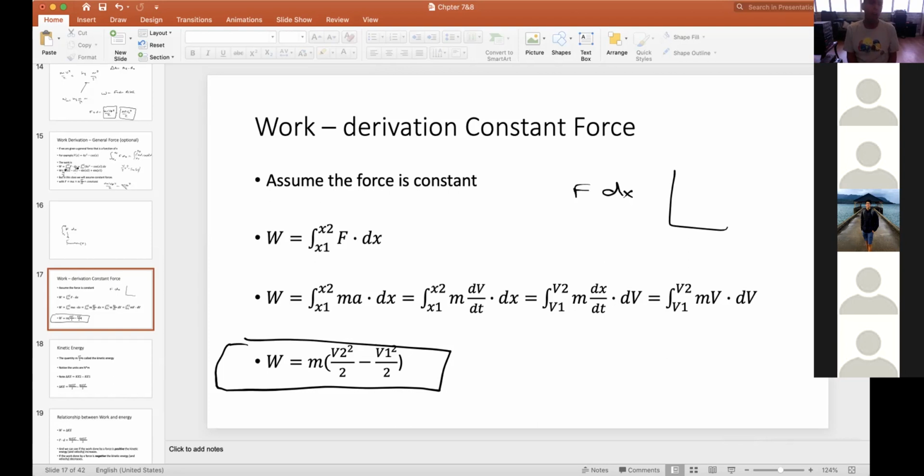Oh, okay. So the work is mv2 squared over 2 minus mv1 squared over 2. Another way of writing that is mv final squared over 2 minus mv initial squared over 2. However you prefer, I don't care. I alternate.